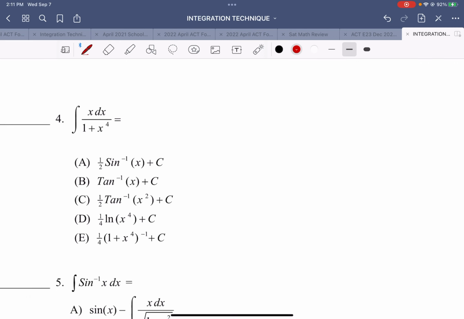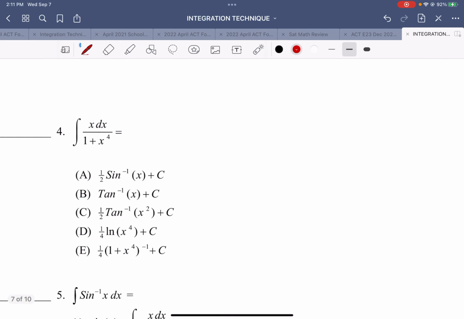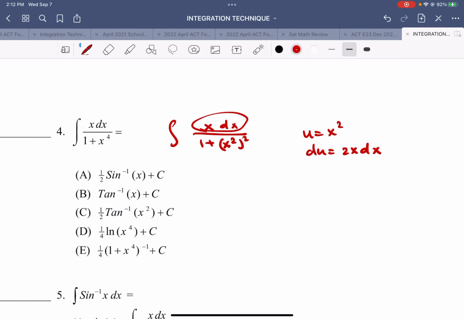Okay. Number 4. So you can also manipulate it with this one. If you say u equals 1 plus x to the fourth power, it's not going to work because you're going to get x cubed, but in the numerator, it's not x cubed. So one way you can do it, you can switch over to 1 plus x squared, squared. And then I'm going to use u sub, okay? So u equals x squared. Then du is 2x dx.